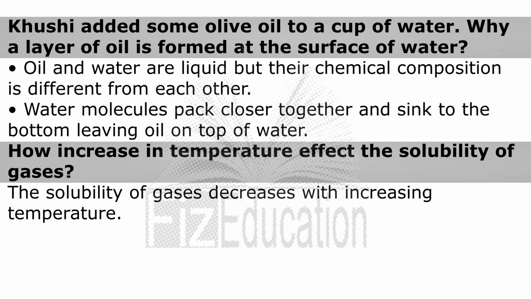Khushi added some olive oil to a cup of water. Why is a layer of oil formed at the surface of water? Oil and water are liquid, but their chemical composition is different from each other. Water molecules pack closer together and sink to the bottom, leaving oil on top of water. How does increase in temperature affect the solubility of gases? The solubility of gases decreases with increasing temperature.